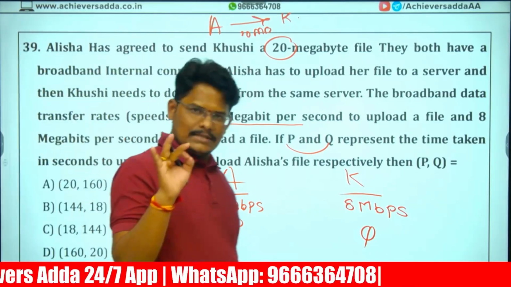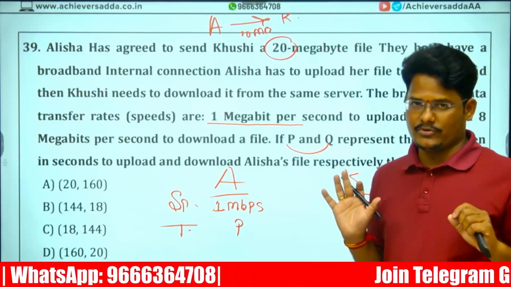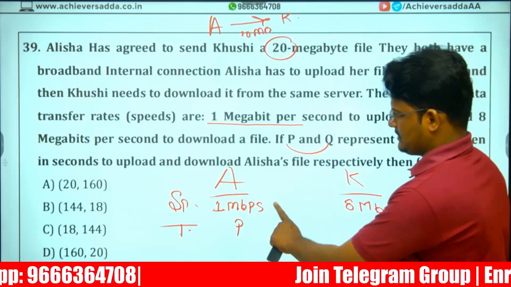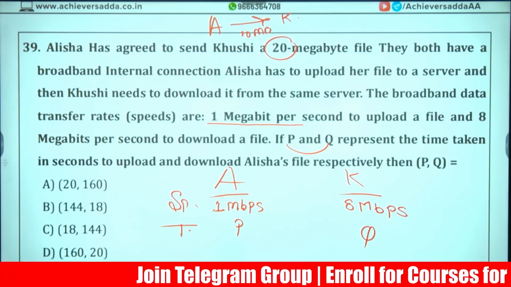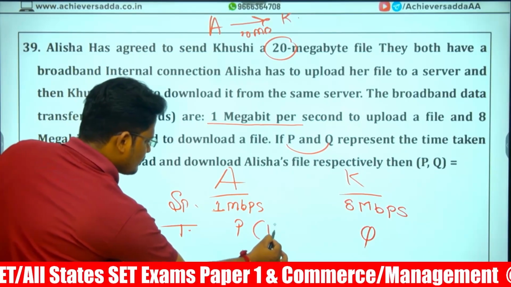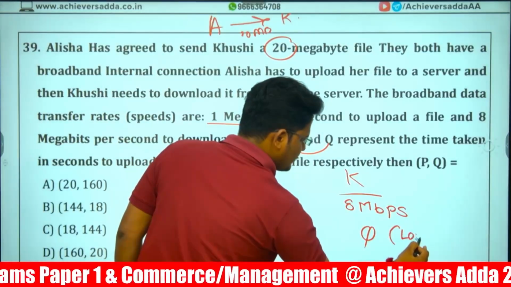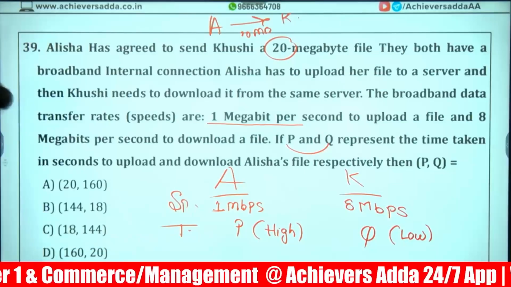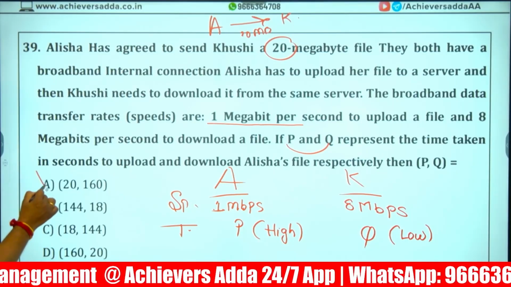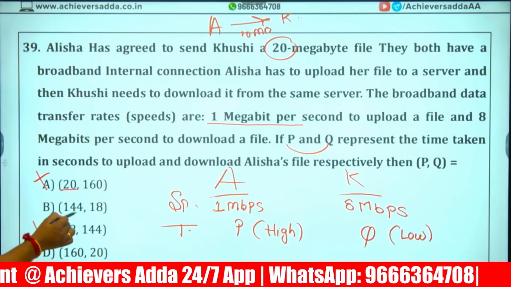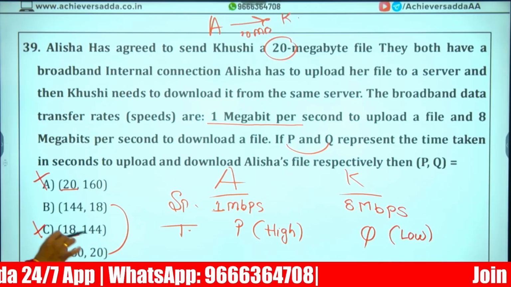Logic number 1. Simply, how to answer? Time and speed are inversely proportional or directly proportional? They are inversely proportional. High speed means low time it will take. Out of all the options, first high, second low. We can eliminate this, because this is first low. Now we have only these two options, that is 144 and 18, 160 and 20.